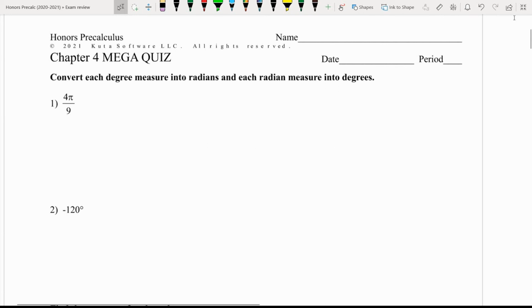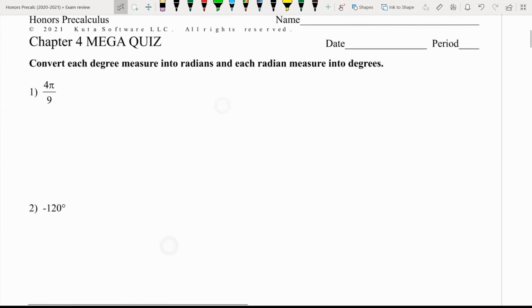All right, we're going to go quickly through the Chapter 4 mega quiz. It kind of covered a lot of material there, except for the graphing aspect. So first, we start off with converting each degree measure into radians, each radian measure into degrees.